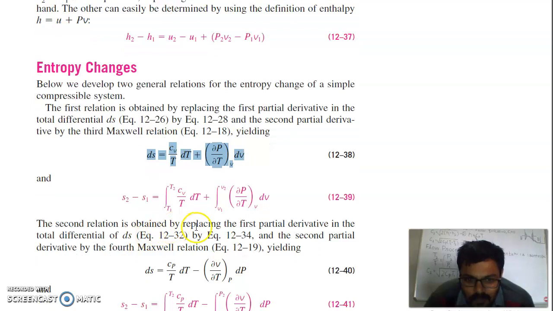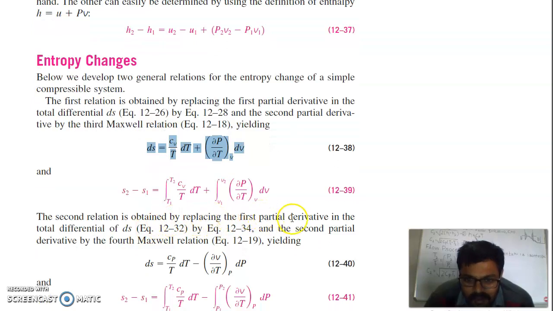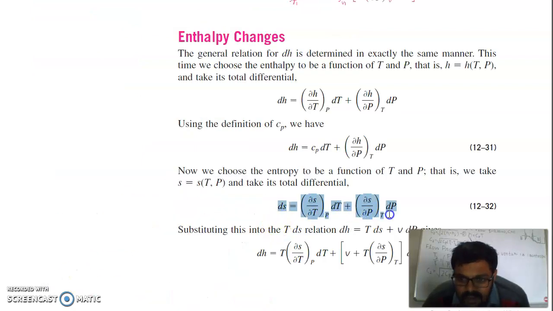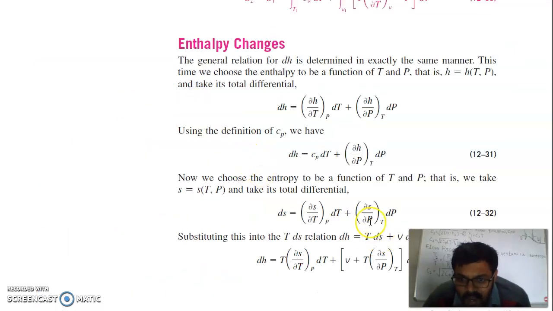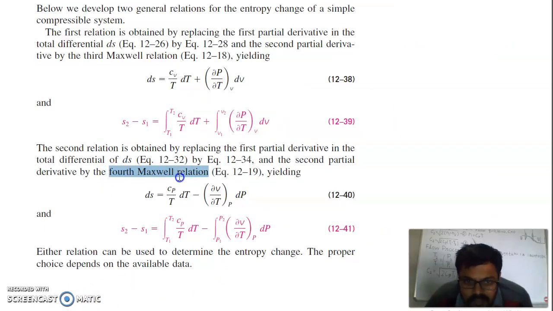The second relation is obtained by replacing the first partial derivative in the total differential equation dS. Take relation 12.32 and replace del S by del T at constant pressure with Cp by T, and del S by del P at constant temperature with the Maxwell equation, the fourth Maxwell relation. You will get this equation, and when you integrate you will get the entropy change in terms of specific heat. So the proper choice depends on available data. Whatever data is available, you can find the entropy change.